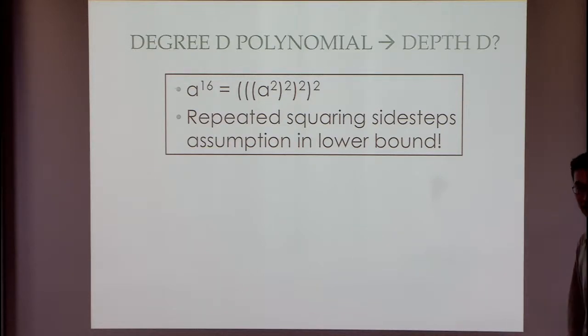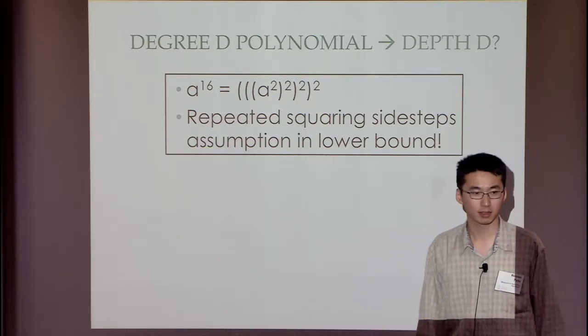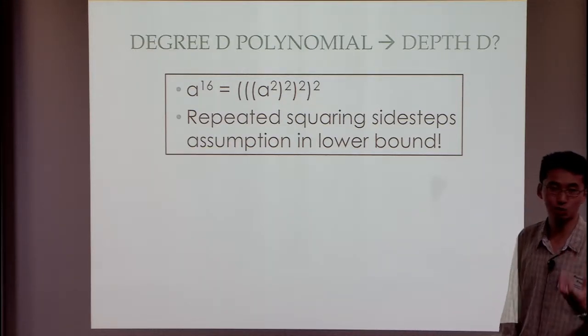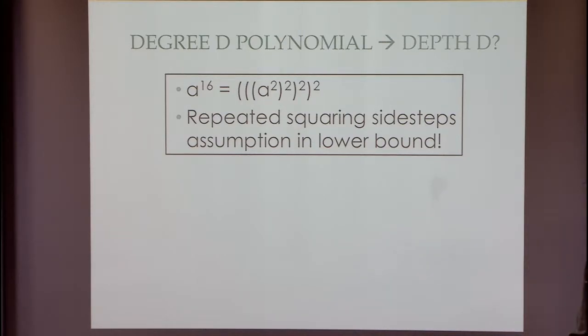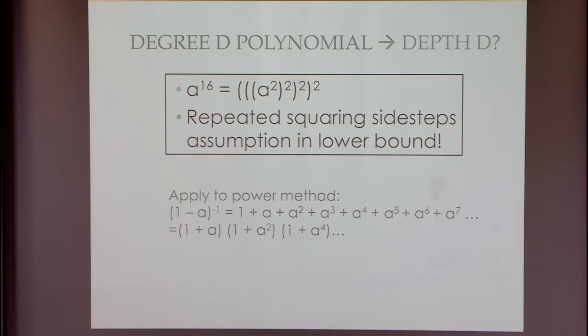So for example, if I want to take a number to the 16th power, what I can do is I can square it, square it again, square it again, just square 4 times. So repeated squaring already gives a way to work around the lower bound. And this is the fact that I will build upon in the next slide.